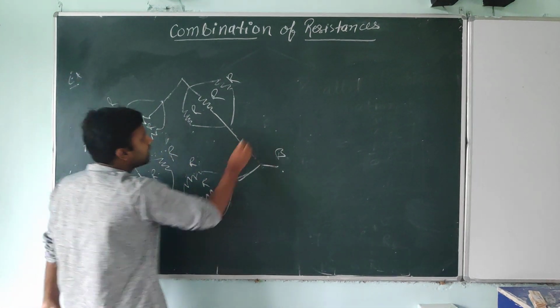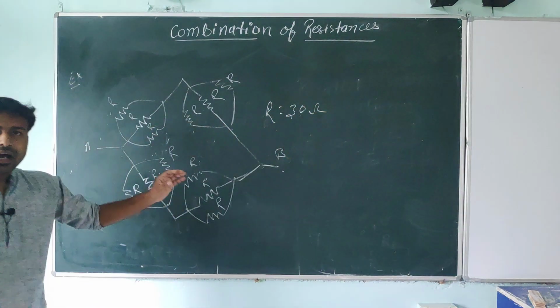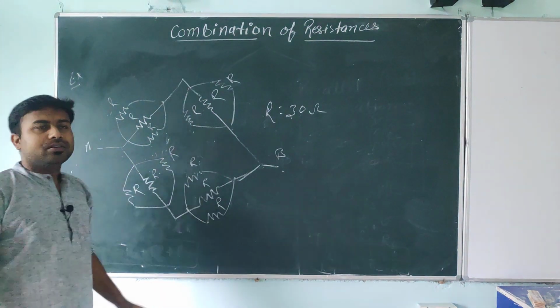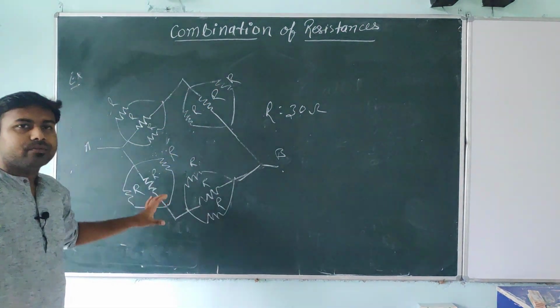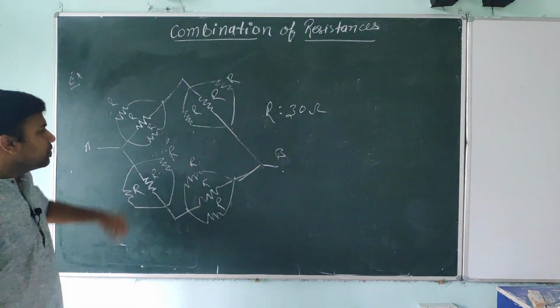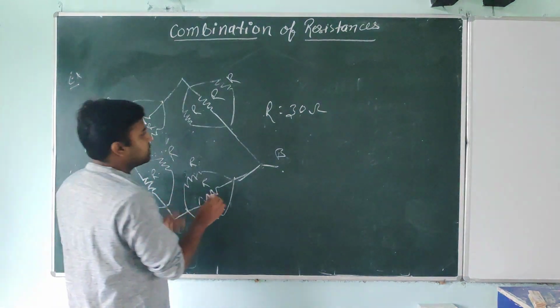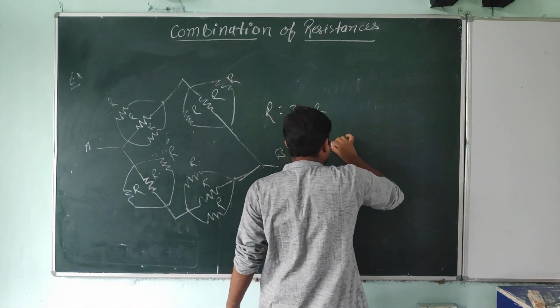Look at this. Here I am taking R equal to 30 ohm. Try to understand. Now look at this: 30, 30, 30, 30, 30, 30, all are 30 ohm. So the three 30 ohm resistors are in parallel. So first we want to replace this complex circuit by a simple circuit like this.